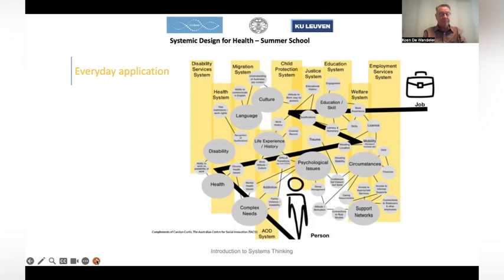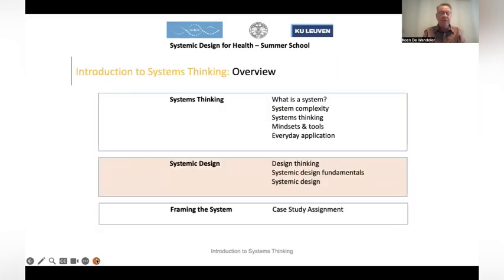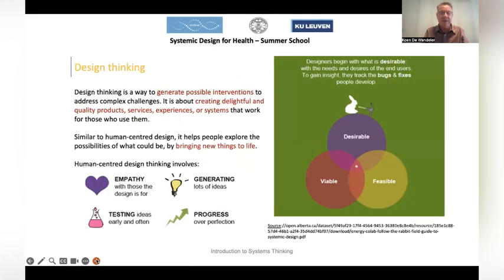Now, this is clearly illustrating that systems are well connected and very, very complex. If we now move to systemic design, we have to approach a different way of thinking, namely the design thinking.